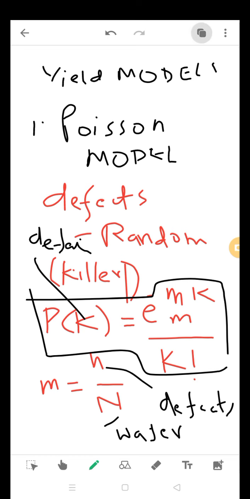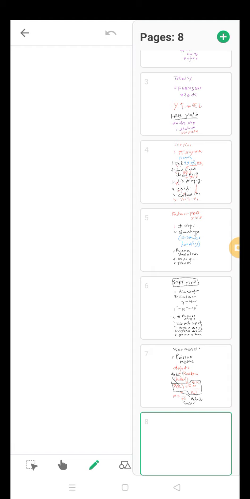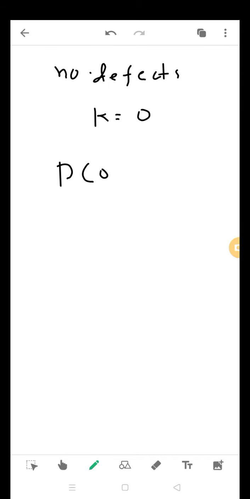Now, using this equation, if we would like to have no defects, that means when k is equal to 0, we'll have P0, and the equation reduces to only e to the power minus m. This is actually the yield, taken as the yield of the material.